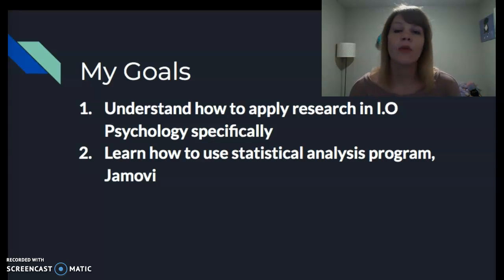Even if I never use Jamovi specifically again, I think it'll be helpful for me to grasp how to use statistical programs in general.